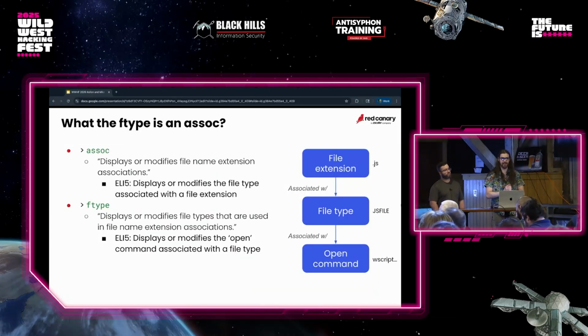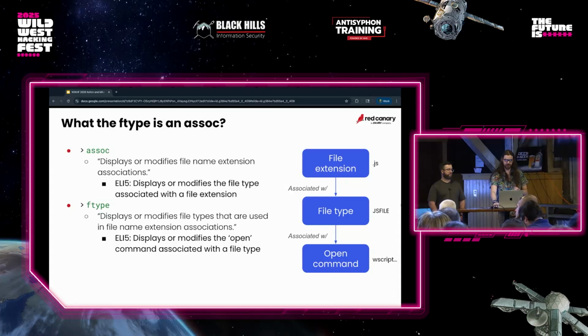Well, it turns out we can, with the file type, look at the association and the file type. So when we have a .js file or a .vba, that is associated to a specific file type in the system. So .js equals JavaScript file. And then that file type is associated to a command that it opens with. So you're going to open with WScript or PowerShell. And this is where we can implement a potential break for this attack.